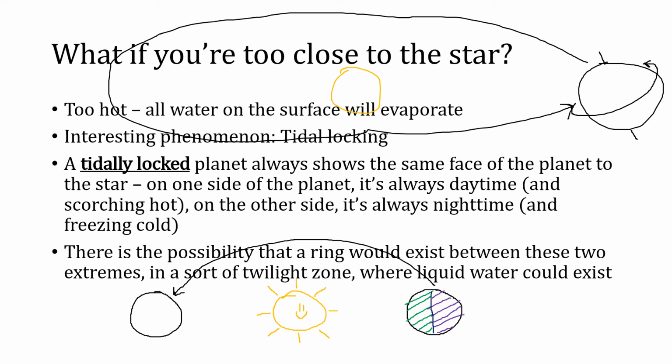For a tidally locked planet, the same side of the planet always faces the star, which means that when we get over to this side, the green rock part of the surface is still facing the star. So it would look something like this. And then we've got the purple rock on the other side of the planet that is facing away from the star.